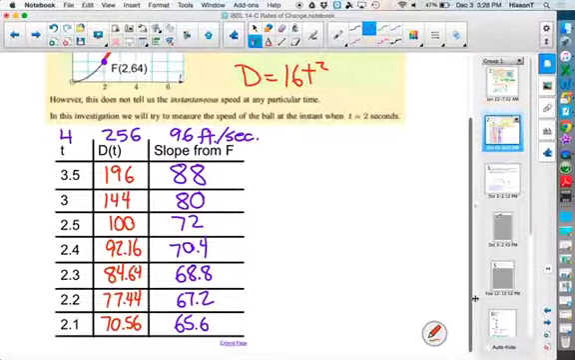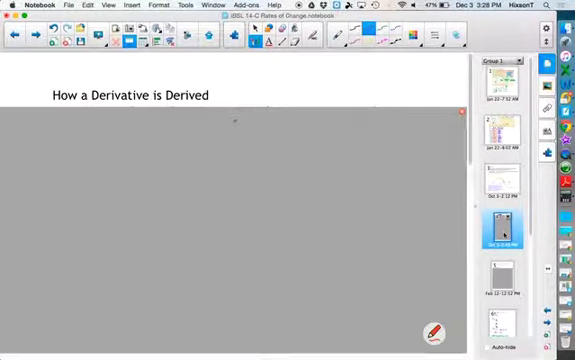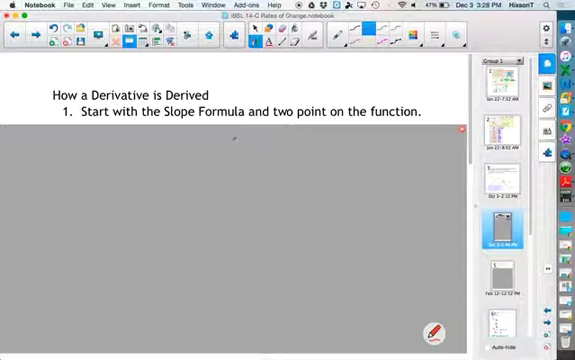So let's take this idea. We've been using the slope formula, and let's develop and derive this formula for a derivative, okay? The first thing that we're going to do is start with the slope formula. You don't need to write this down, but I want you to understand. So I just want you to put everything down for a moment and just watch. We're going to start with the slope formula and 2 points on the function. Now we're going to use these 2 points just as generic points.